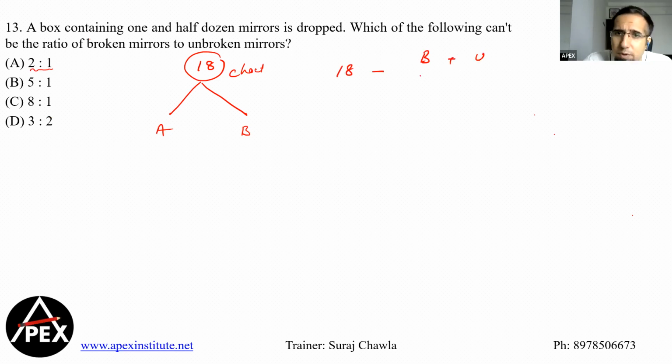So how many are broken? Maybe one is broken and 17 are unbroken. Maybe two are broken and 16 are unbroken. Maybe three are broken and 15 are unbroken, and so on and so on. So in the whole process, we have to see that the numbers that we are obtaining should be non-decimal. Clear?